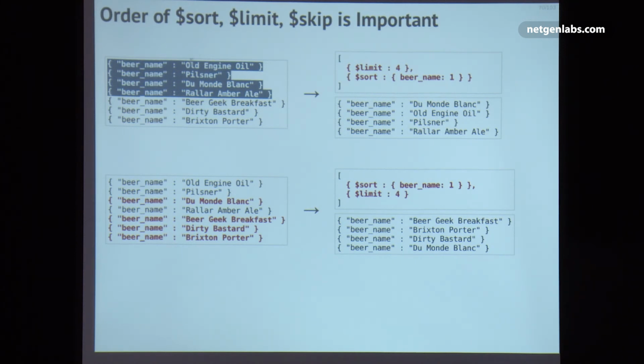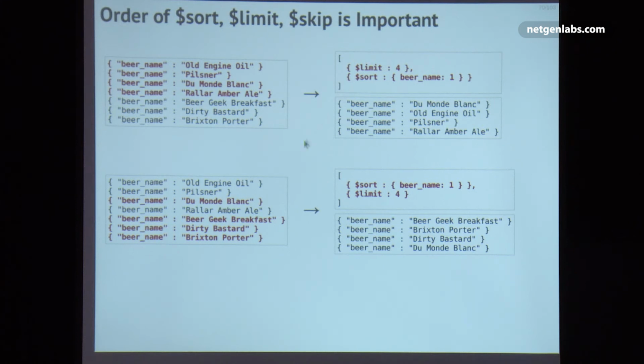So in this case, yeah, you get Old Engine Pilsner, Dumont Blanc, and Roller Amber Ale. So sometimes those names are kind of crazy. Of course, what you probably would want to do is do the sort first and then show you the first 4 documents. And in that case, you need to do the sort first and then the limit. Whereas in a normal query syntax with find, sort is always done first, skip is done second, and limit is done last. Whereas with the aggregation framework, the order depends on how you define the order, which is an important thing to know.